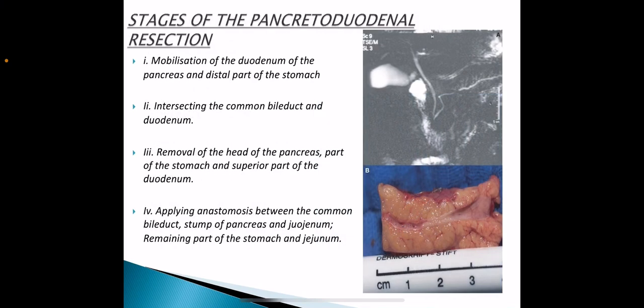Stages of the pancreatoduodenal resection. First stage, mobilization of the duodenum, the pancreas and the distal part of the stomach. Second, intersecting the common bile duct and duodenum. Third, removal of the head of pancreas, part of the stomach and superior part of the duodenum. Fourth stage, applying anastomosis between the common bile duct, stump of pancreas and jejunum, remaining part of the stomach and jejunum.